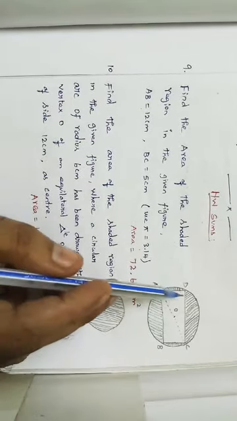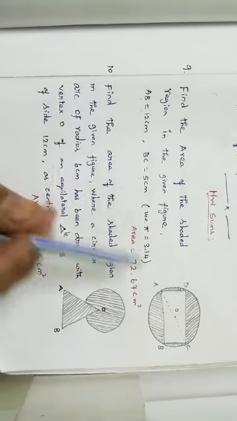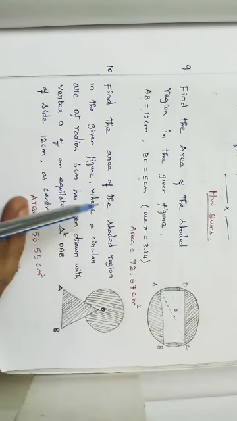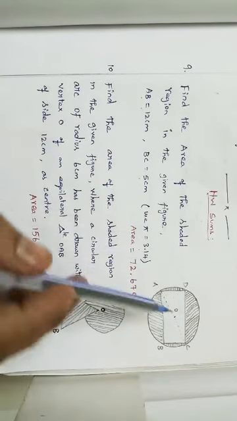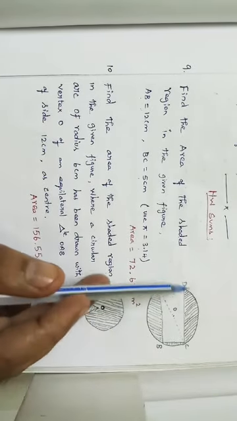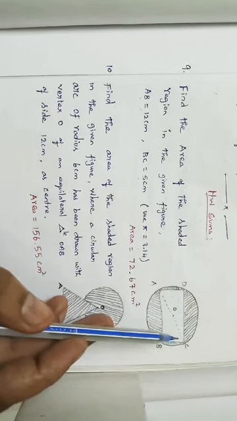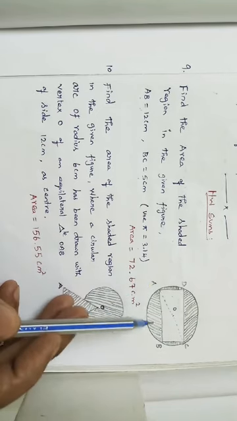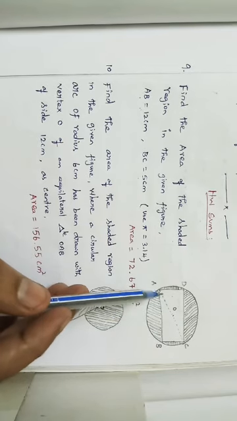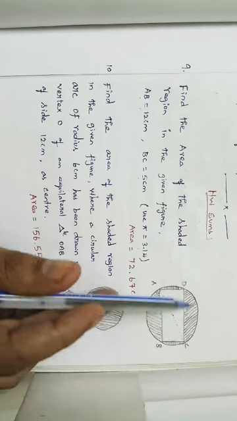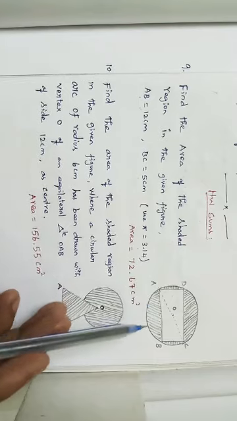Before that, we want to find the area of the rectangle. For that we have the length and the breadth. Length is 12 centimeter, breadth is 5 centimeter. Now we want to find the radius of the circle. Already we know that if the 4 vertices of a square or rectangle lie on the circumference of the circle, then the length of the diagonal is equal to the diameter. Here the same thing, 4 vertices lie on the circumference of the circle. So the diagonal of the rectangle is equal to the diameter of the circle.